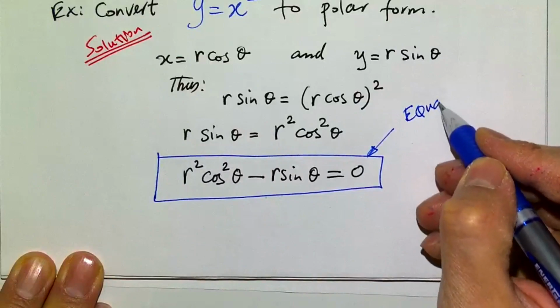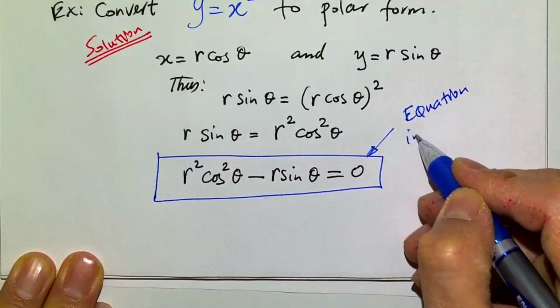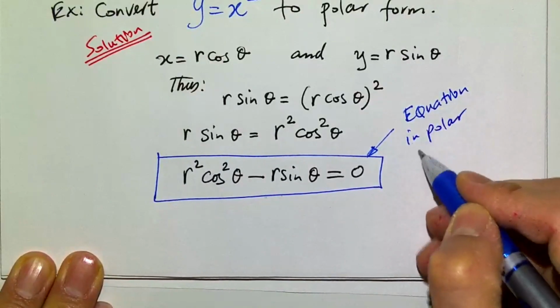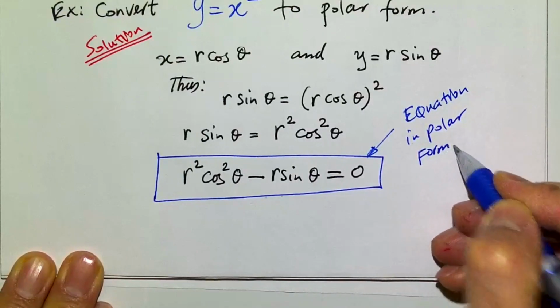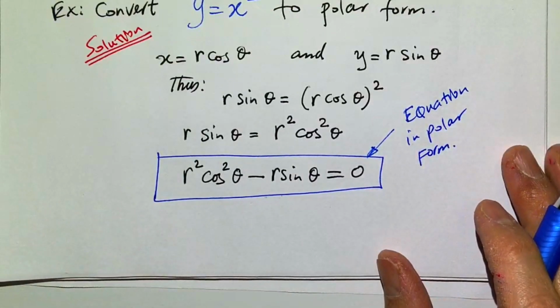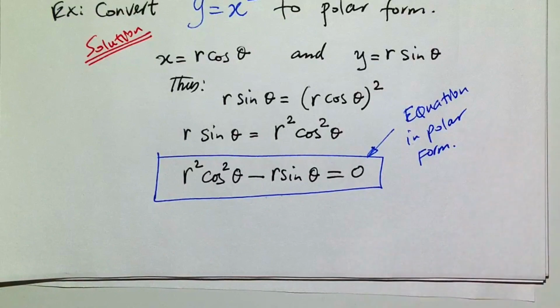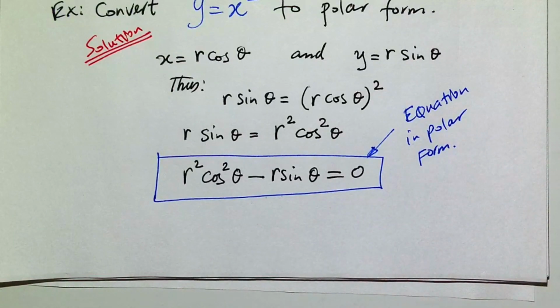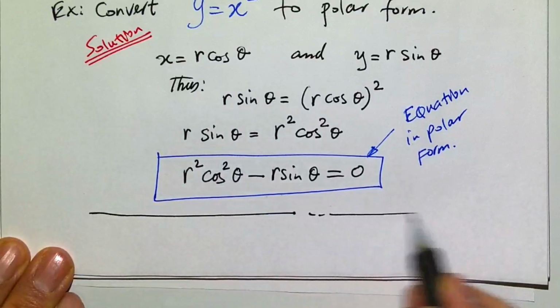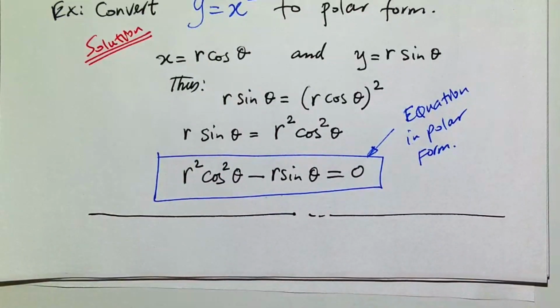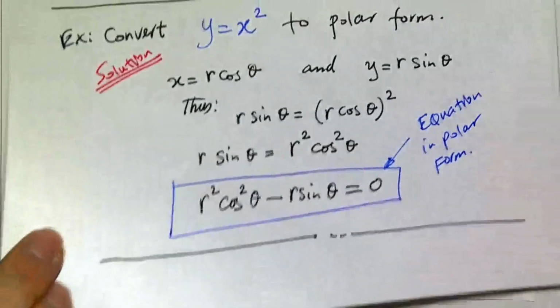Equation in polar form. So not only can we convert coordinates from one form to the other, we can convert whole equations from one form to the next. So that's what we're doing. We're converting equations from one form to the next. Okay, so let's do more examples.